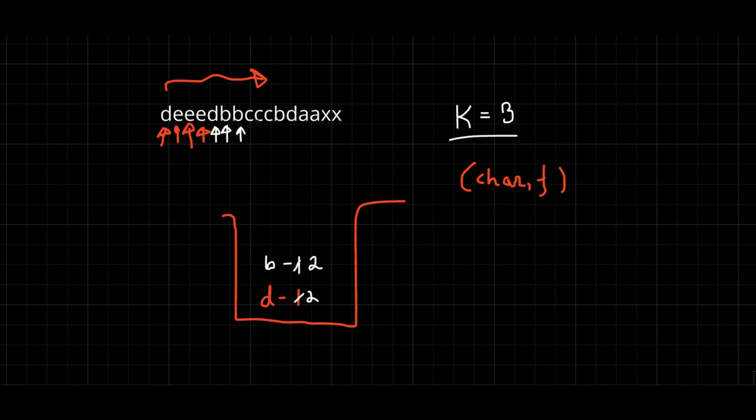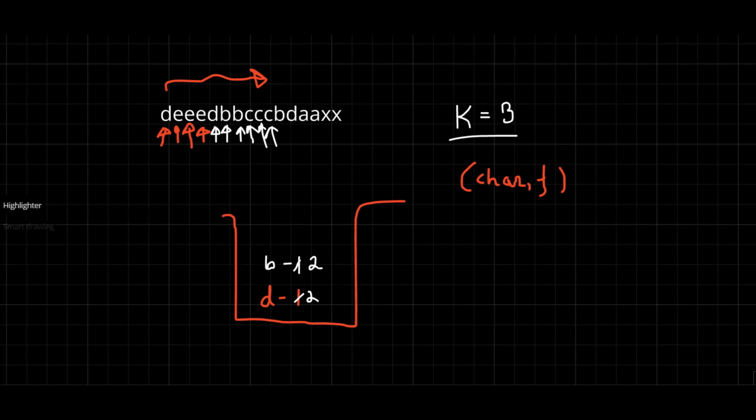Now similarly for this C, the frequency of C will be 1. For this second C, the frequency of C will be 2. For this third C, as this is equal to the top element, the frequency will become 3. But wait, this 3 is exactly equal to the value of k. So here we have to again remove the top element of the stack.